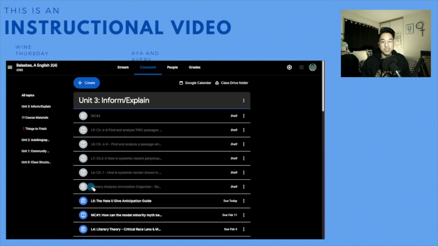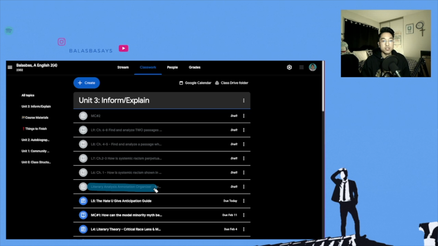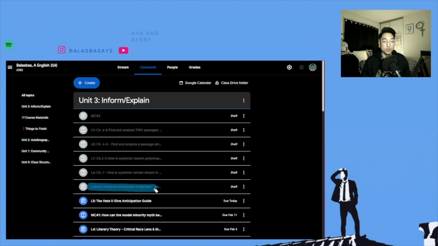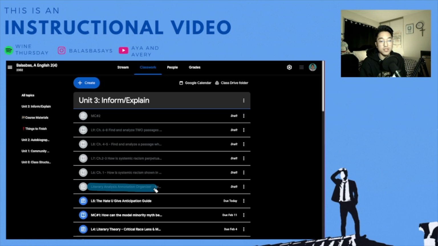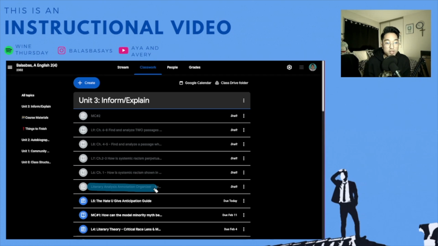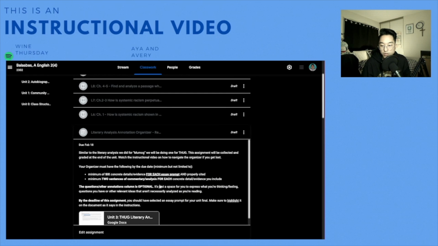You're going to find this assignment right here where it says literary analysis annotation organizer. And if you've had my class before or recall from a different but similar activity, this is the form of annotating that we'll be using for this class. It's something that I learned while in grad school that made way more sense to me than the traditional annotations, kind of like this, that have tiny writing in the margins of the book. Let's take a look at what this literary analysis annotation organizer looks like.